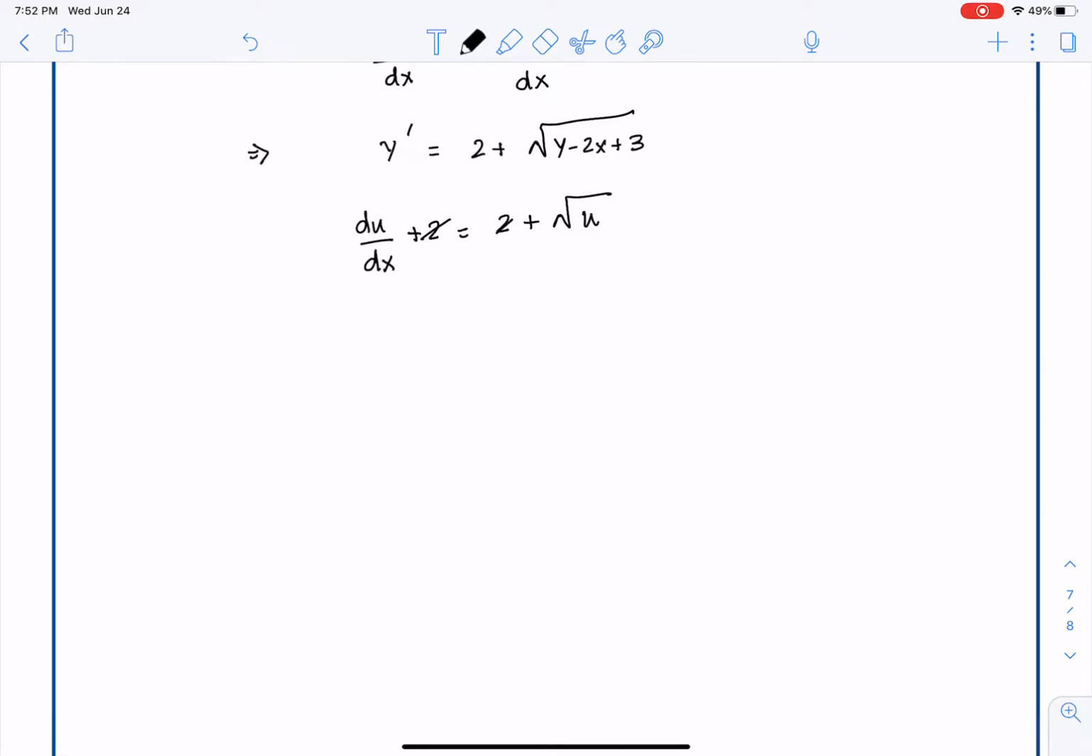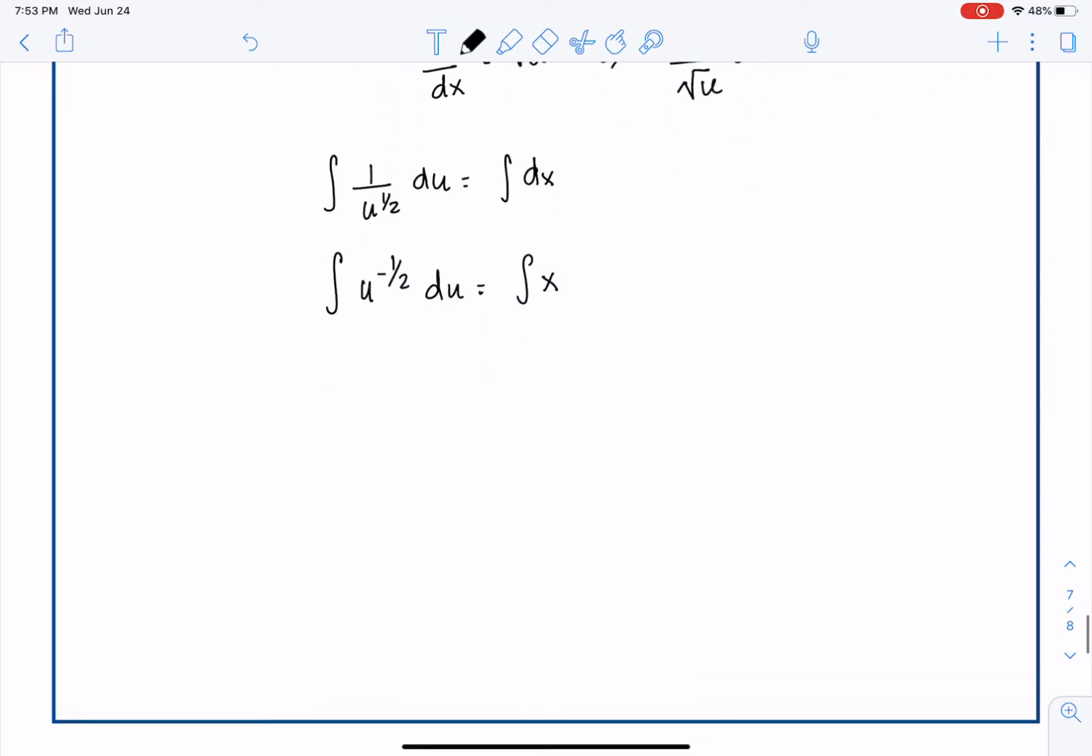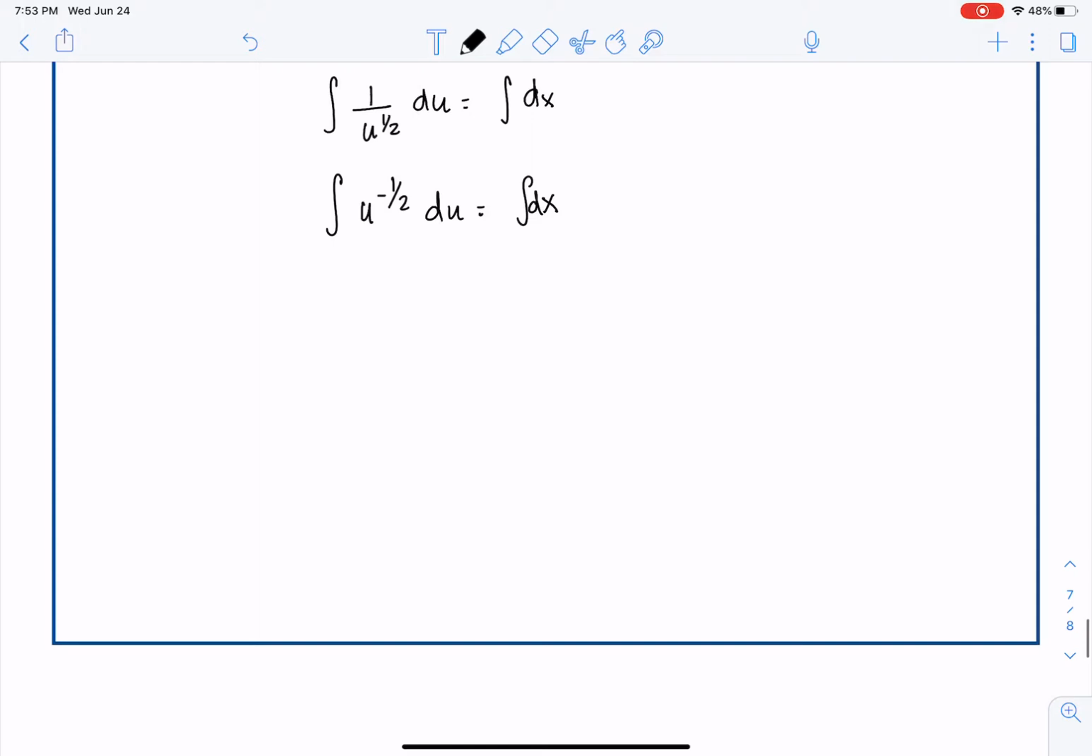The 2's go away. I have du over dx equals square root of u, which should imply du over square root of u is equal to dx. So that is separability. So because of the substitution, we were able to achieve separability. Now all we have to do is integrate on both sides. So integral 1 over u raised 1 over 2 du equals integral dx, which is integral u raised negative 1 over 2 du is equal to integral dx. When we integrate, we have u raised 1 over 2 over 1 over 2 equals x plus c.